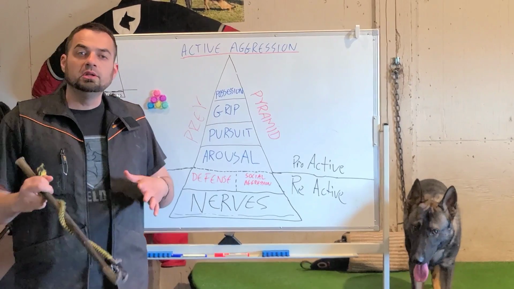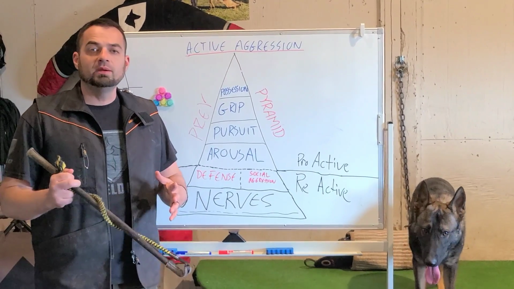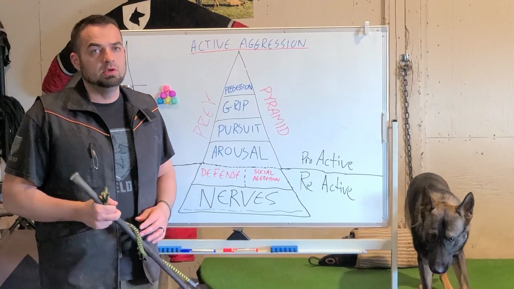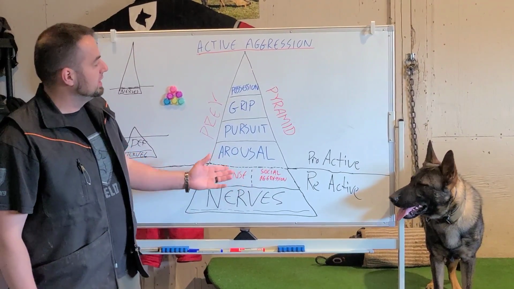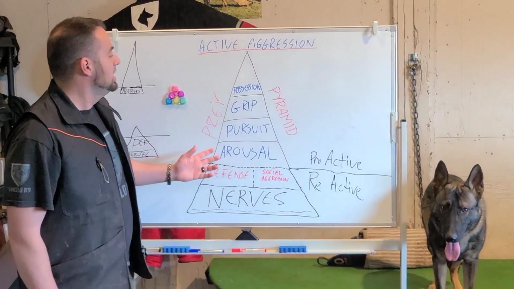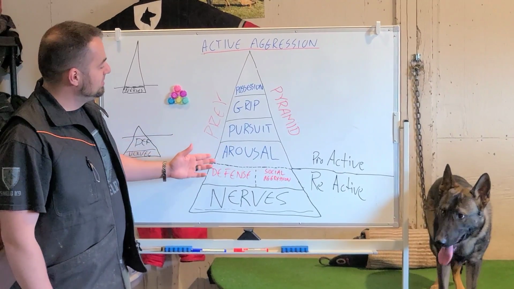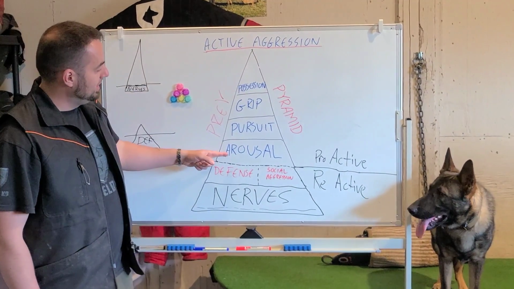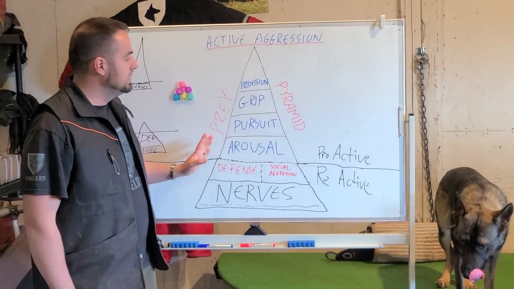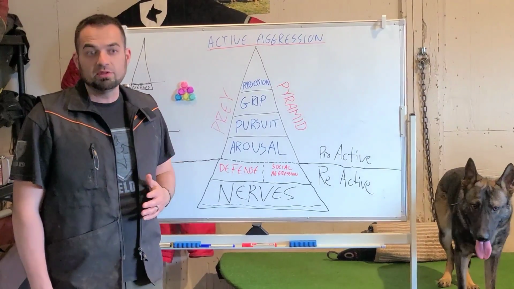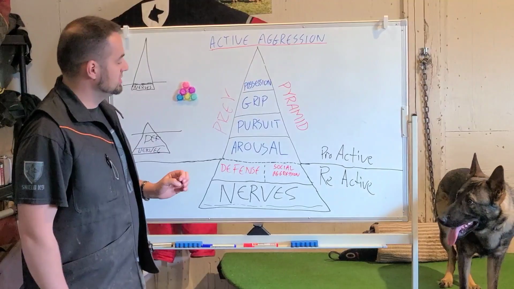So if you haven't already watched my video on the prey pyramid, I strongly suggest you watch it. And the prey pyramid, as you can see, I've created this wonderful diagram, very professional. This prey pyramid is the part here on the top. So we have the arousal, the pursuit, the grip, and the possession. I'm not going to get too far into detail on these because we've already discussed it in another 30-minute video, which I strongly suggest you watch.